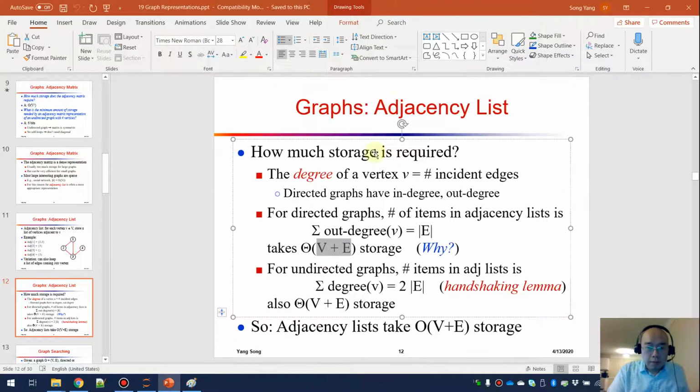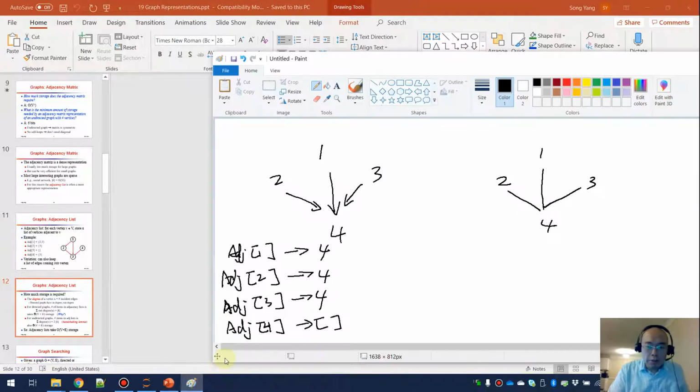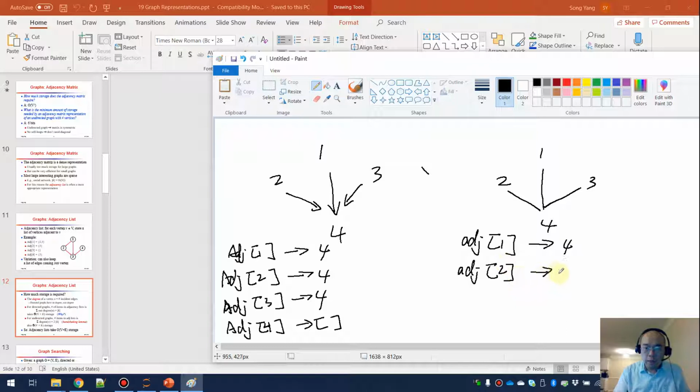Okay, so let's see another one. So how about the undirected graph? So for the undirected graph, we will have the ADJ1 as a 4, and the ADJ2 is a 4 as well because 1 is connected to 4, 2 is connected to 4. And then for the ADJ3, it's a 4 again.